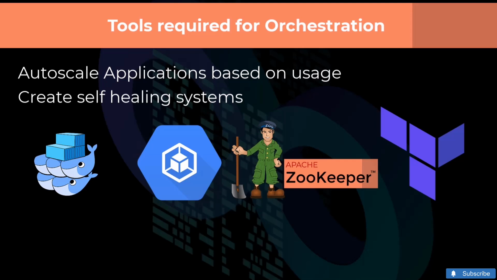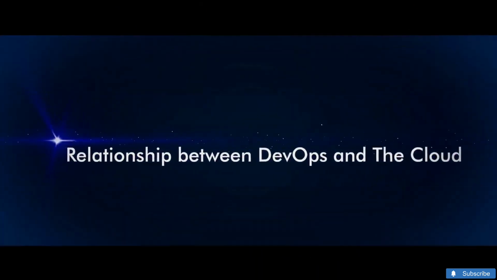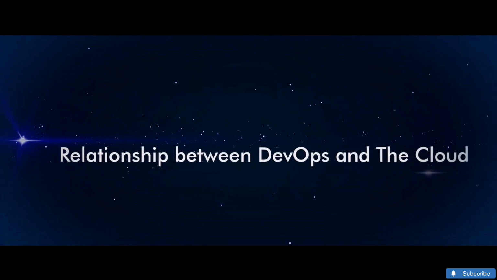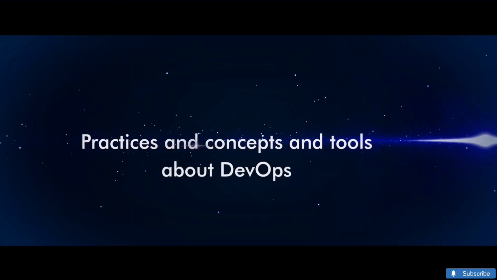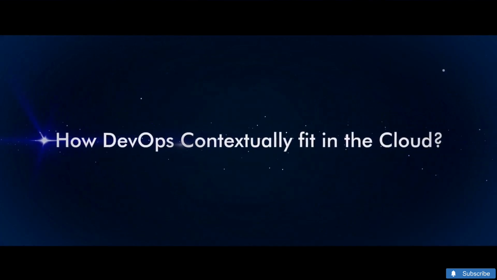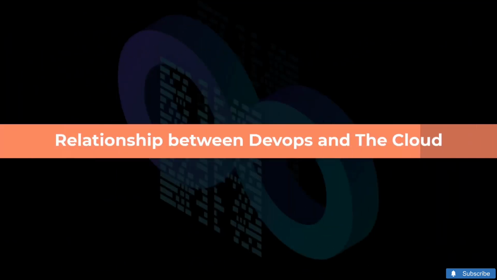DevOps and the cloud, although they are not married to each other, the practices of DevOps have been widely used in every cloud platform. So far in this course, we discussed the practices and concepts and tools that are associated with DevOps. Now we're talking about how DevOps will contextually fit in the cloud arena. There's a very close relationship between DevOps and the cloud. It's important to understand that DevOps and the cloud, although very closely related, are not the same thing.